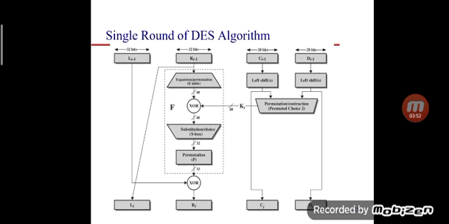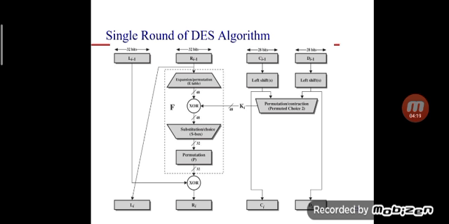That is passed through the permutation function P, and it is XORed with the left-hand plain text, which is 32 bits. In this way we do the encryption in a single round. The same procedure is repeated in the next rounds: round 2, round 3, round 4. So this is a single round of the DES algorithm.